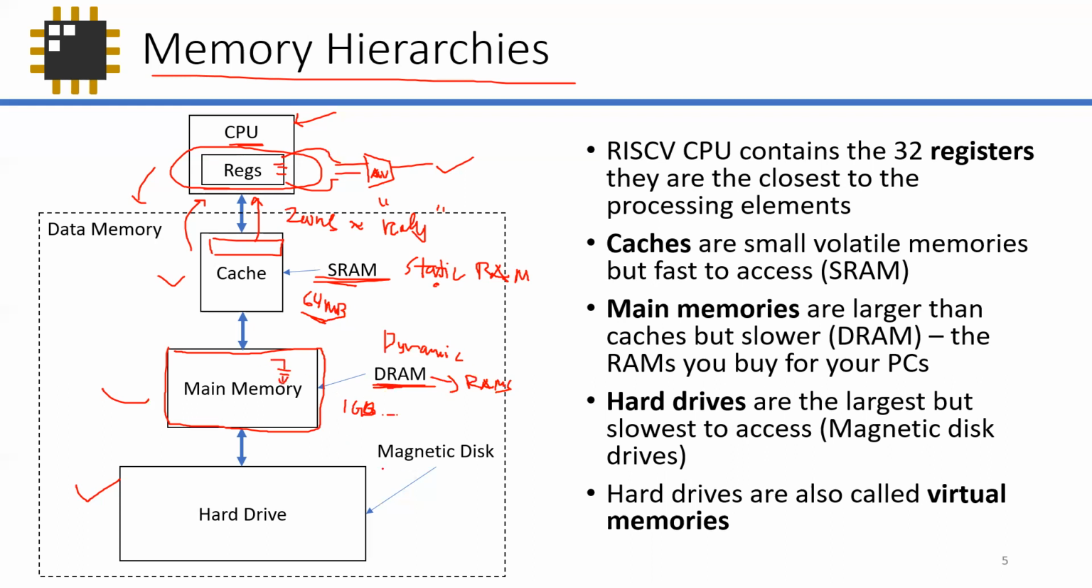Now, last but not least are the hard drives, which are the largest. This one packs around 500 gigabytes of data, and if you go to the internet, you can get 4 terabytes right now. But they're the slowest. The reason why they're slow is because they are mechanical, like magnetic disk drives. We do have SSDs, which are faster. I'm pretty sure the ones you're familiar with are the magnetic drives, because that's the one we used during our generation. They're really slow because they're mechanical.